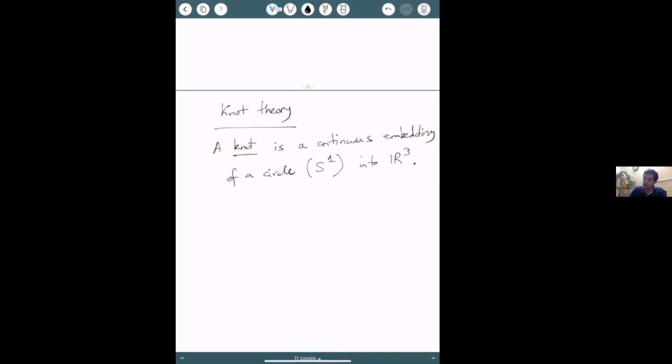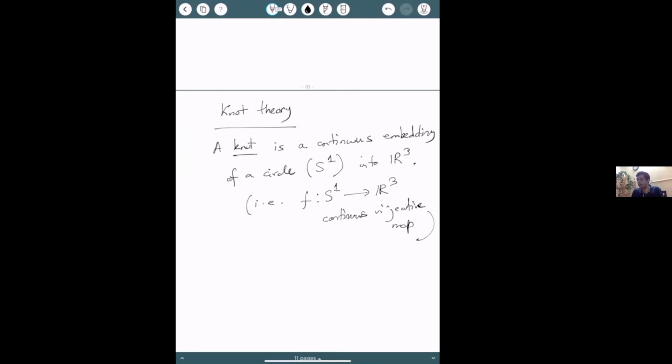Another way of thinking about it is that you have a map from the circle to R3 that is continuous. And what does embedding mean? Embedding means it's injective. So it's a continuous and injective map from a circle into R3. This is how you would imagine it.